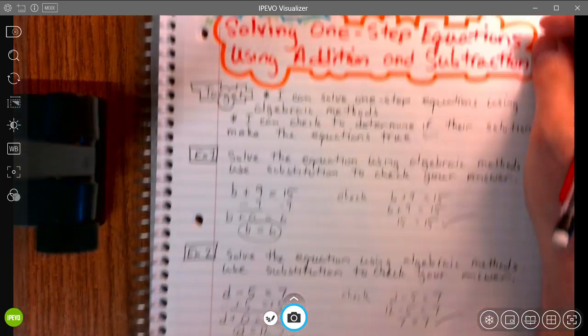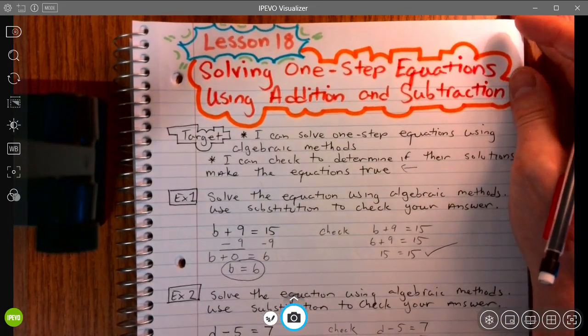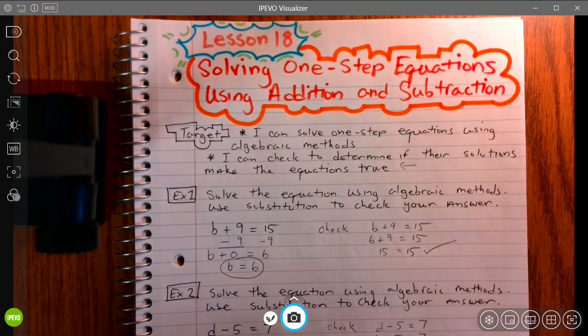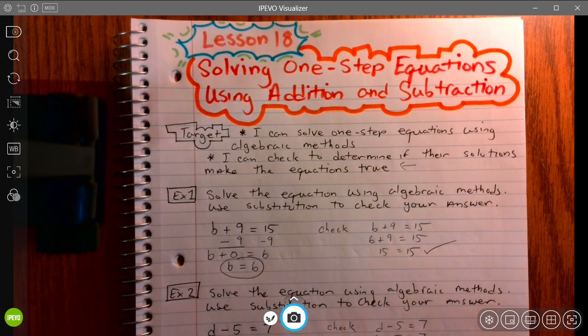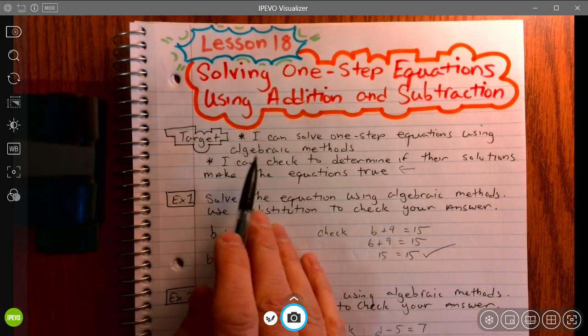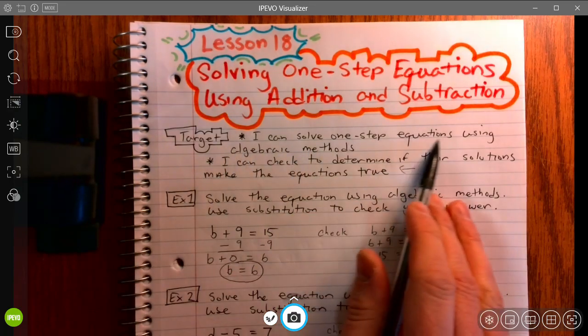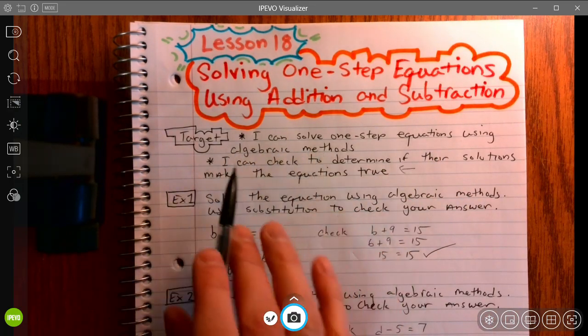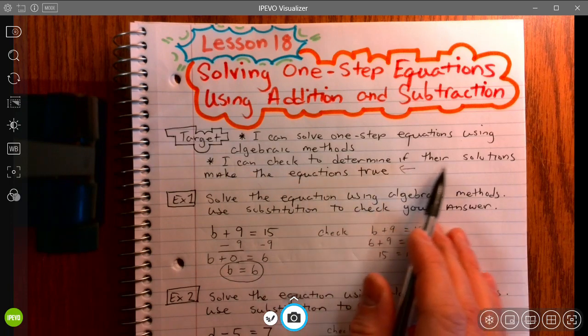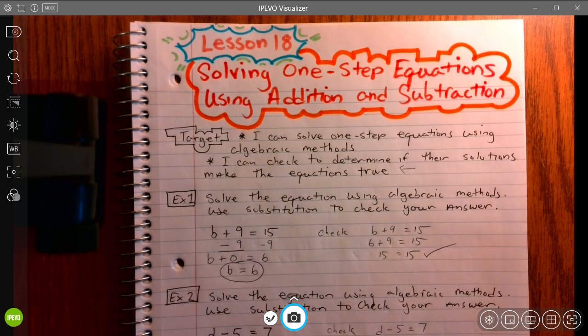All right, so to recap, today's lesson was lesson 18 from module number 4, solving one-step equations using addition and subtraction. My target for the day was I can solve one-step equations using algebraic methods, and I can check to determine if the solutions make the equations true.